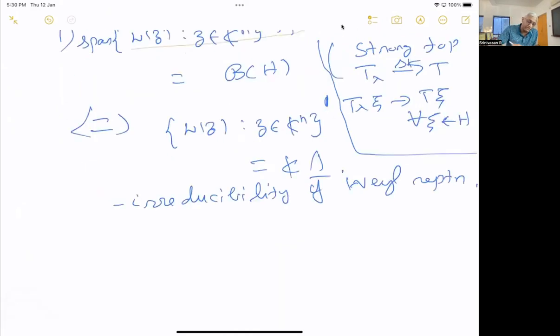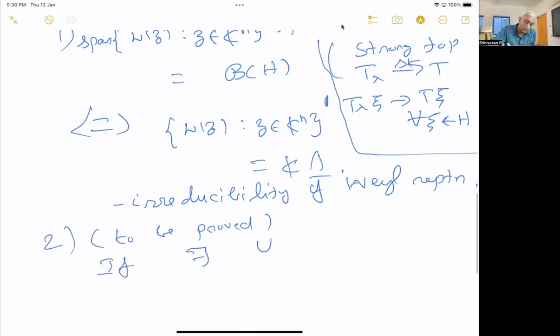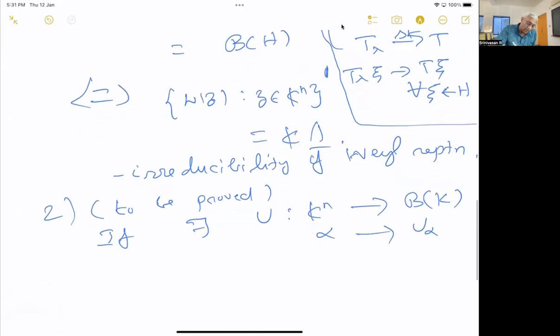So this is the irreducibility of the Weyl representation. The second thing, which also we are going to prove, is: if there exists a map U from Cn to B of K, some other Hilbert space, alpha going to U alpha, a strongly continuous map, let us say.